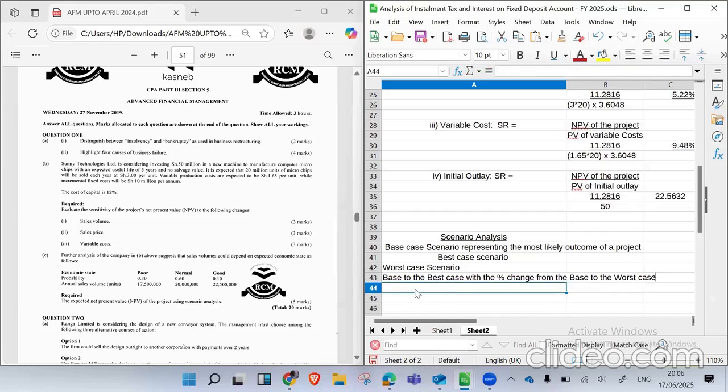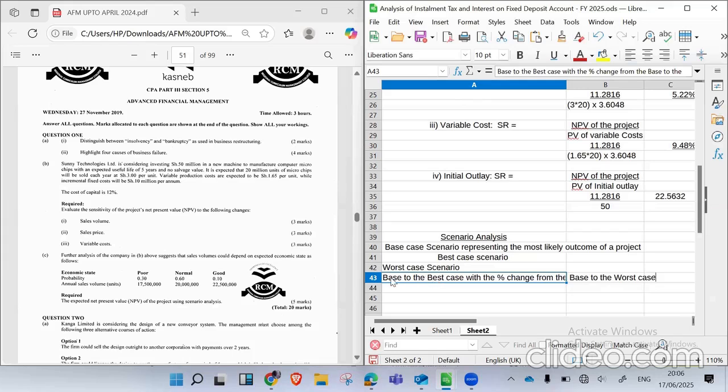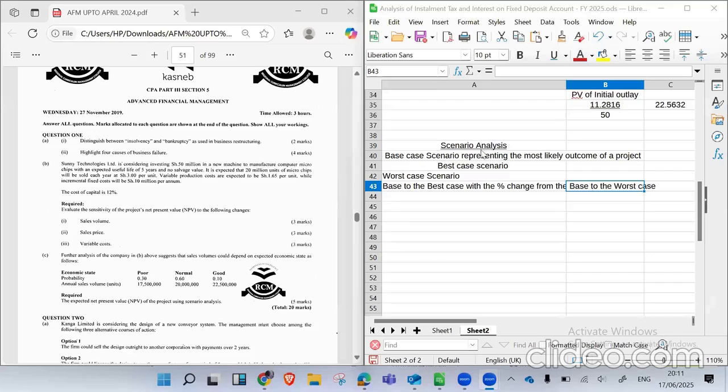Then you say, if the change from the base to the best case is more than the change from the base to the worst case, the project is viable, and vice versa.